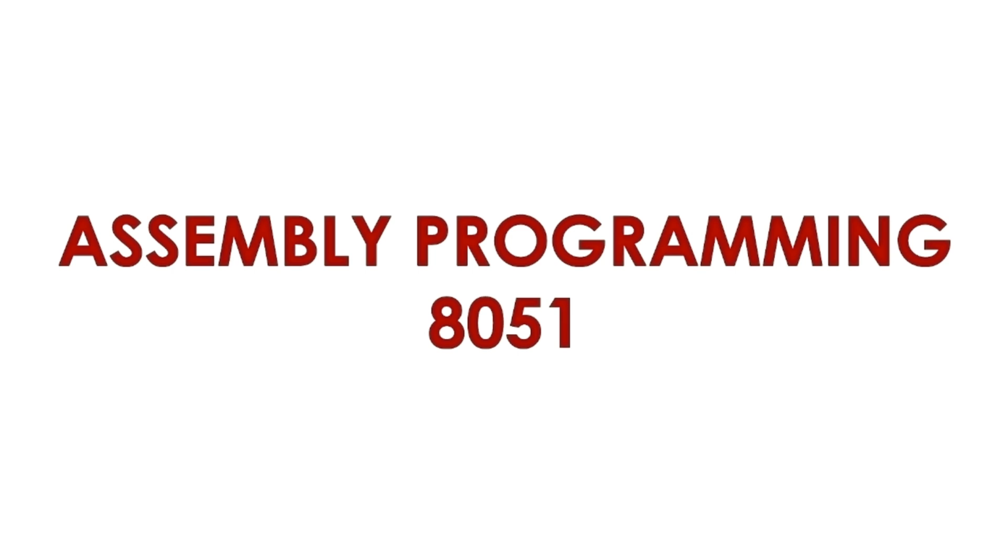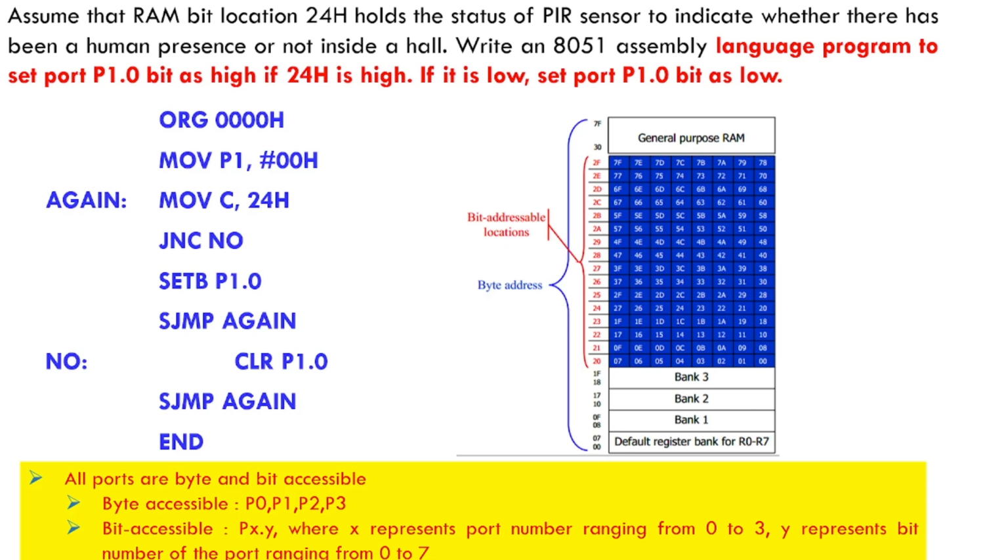Dear students, today we will discuss the assembly level language programming of the 8051 microcontroller. Already we have discussed the instruction set and addressing modes in the classes, right? So the first program: assume that the RAM bit location 24H holds the status of a PIR sensor to indicate whether there has been human presence or not inside the hall.